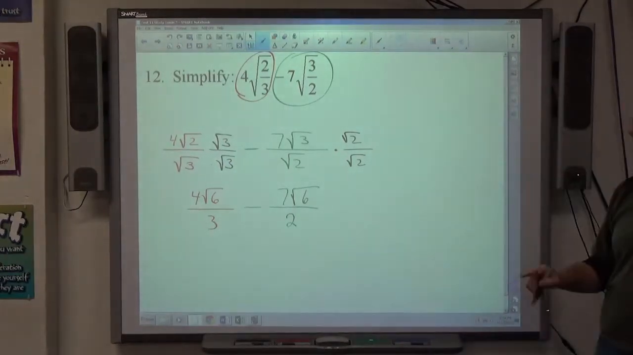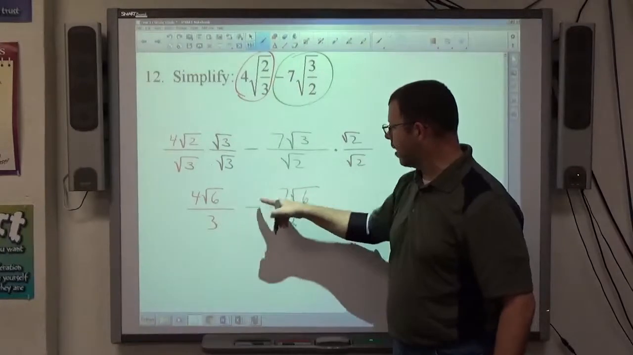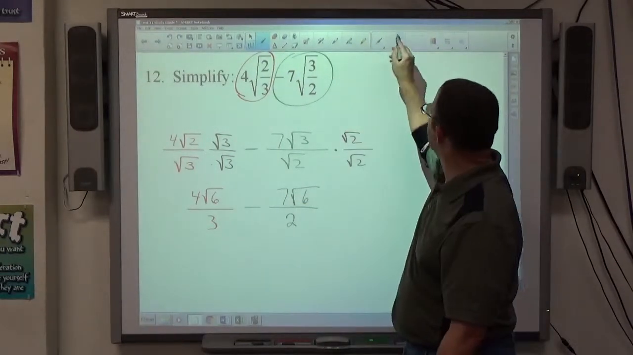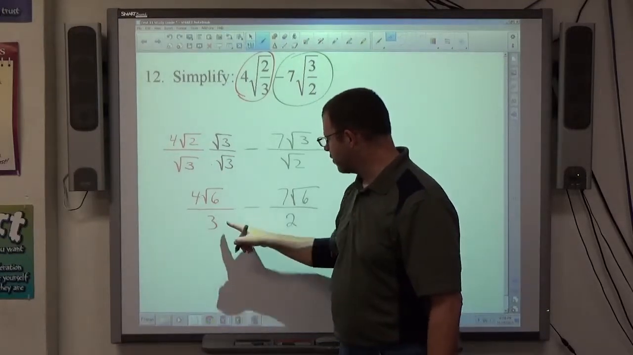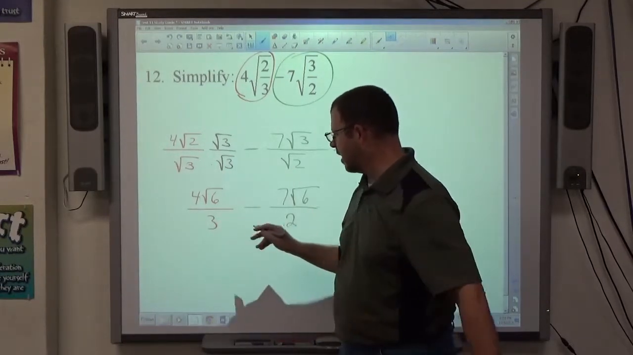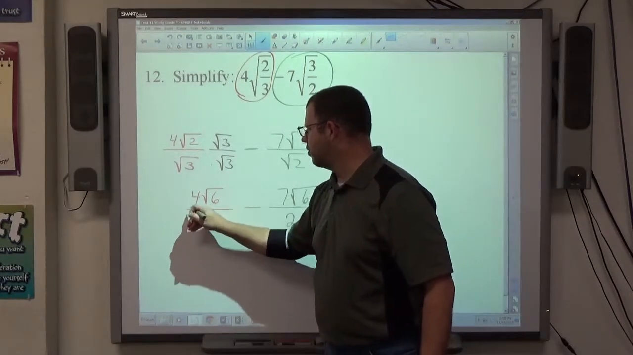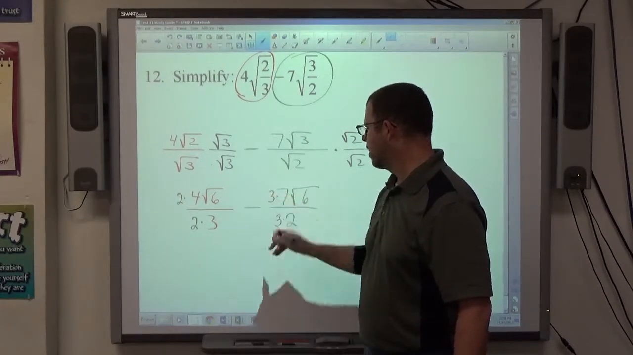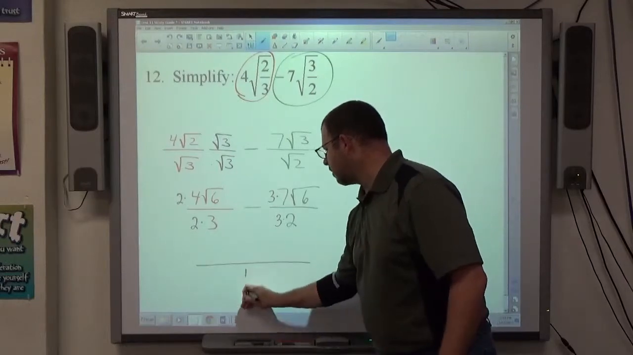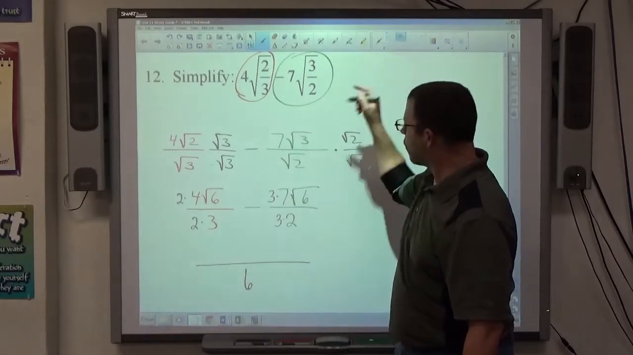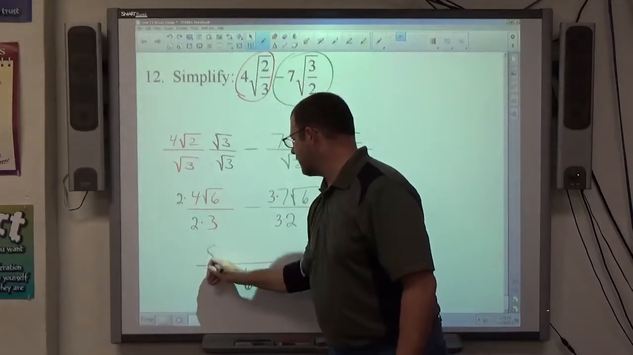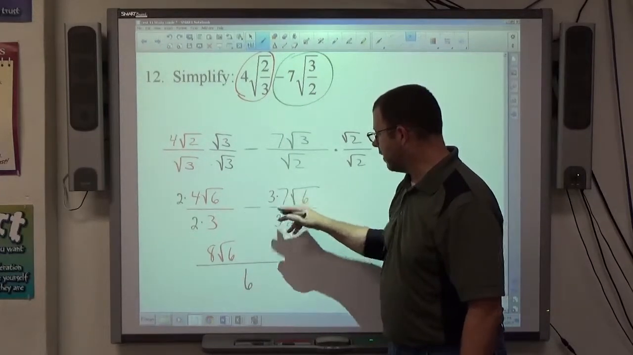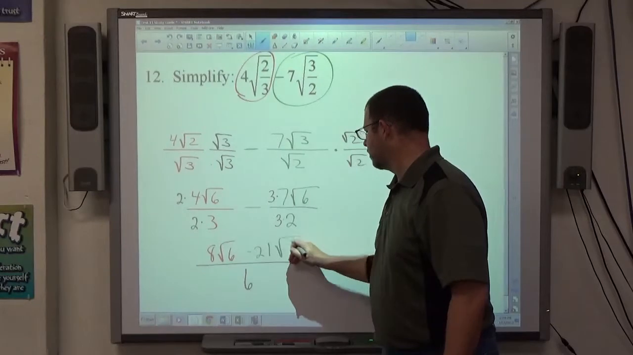We're not done yet because these both have square roots of 6. We are subtracting. We're supposed to actually subtract them. We do need a common denominator here, which would of course be 6. So looking at 3 and 2, 6 is the least common denominator. This needs a times 2, so the top does also. This needs a times 3, so the top does also. So what I end up with is a denominator of 6. For the red piece, 2 times 4 makes 8 times the square root of 6. For the green piece, negative 3 times 7 makes negative 21 times the square root of 6.